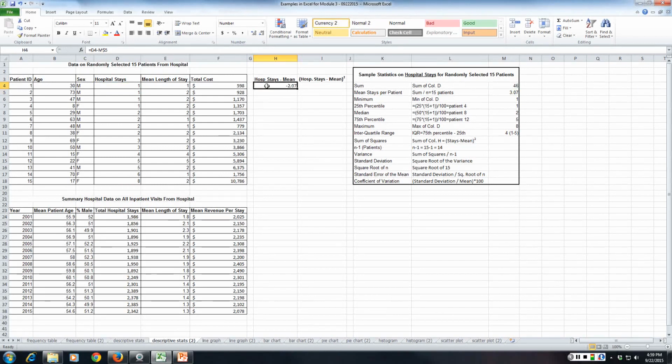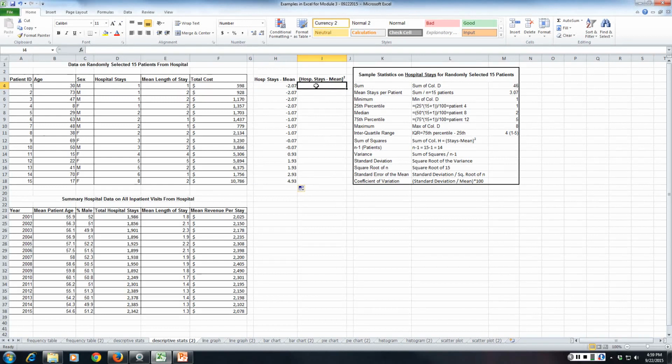So in this case, we get a negative value. Let's copy this formula all the way down. Because our data is sorted in ascending order as we go down, the value turns from negative to positive as some people have more than the mean. So the next step is to square this, right? Because we want to take the sum of squares.